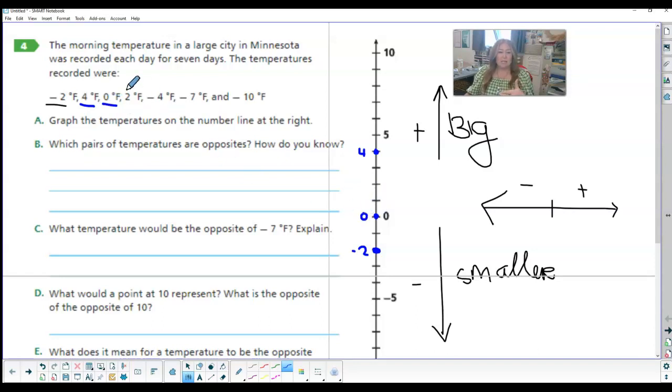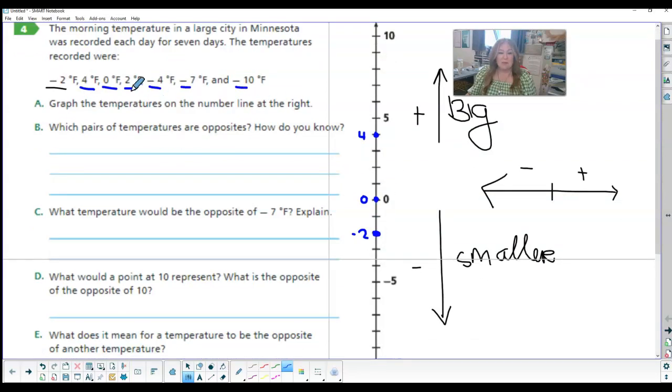I want you to see if you can finish these other ones. So we have 2, -4, -7, and -10, and get those all on the number line. Go ahead and pause the video. You should have all of these numbers graphed on here. You should have 7 dots on your number line. So that's A.